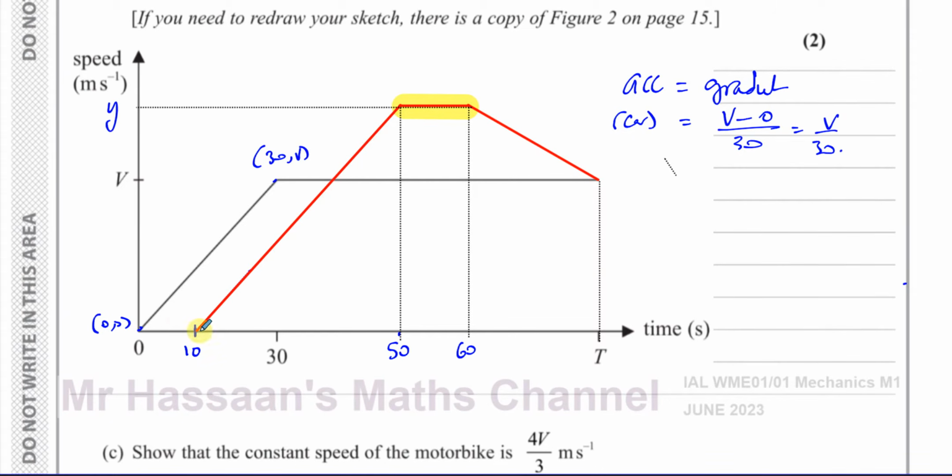So the acceleration of the car, and therefore of the motorbike, is going to be v minus 0 over 30 minus 0, which is v over 30. So I know that's also the acceleration of the motorbike, and I know that the acceleration is the gradient of the motorbike's journey as well.